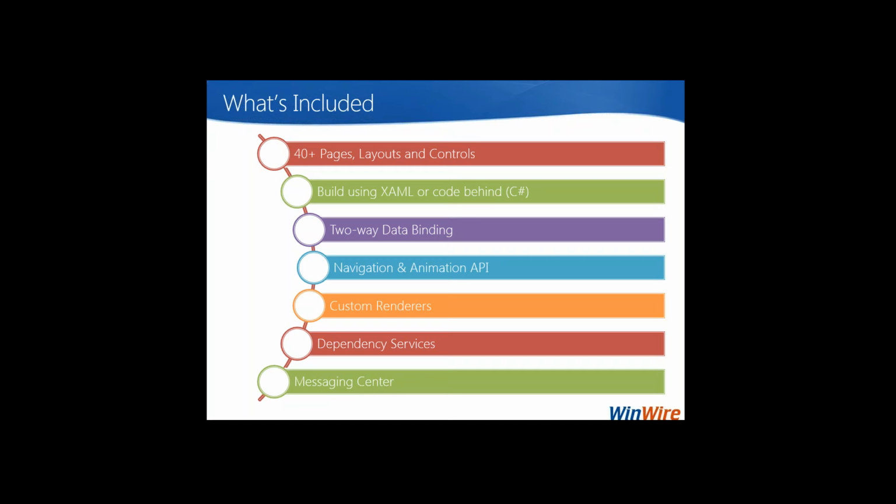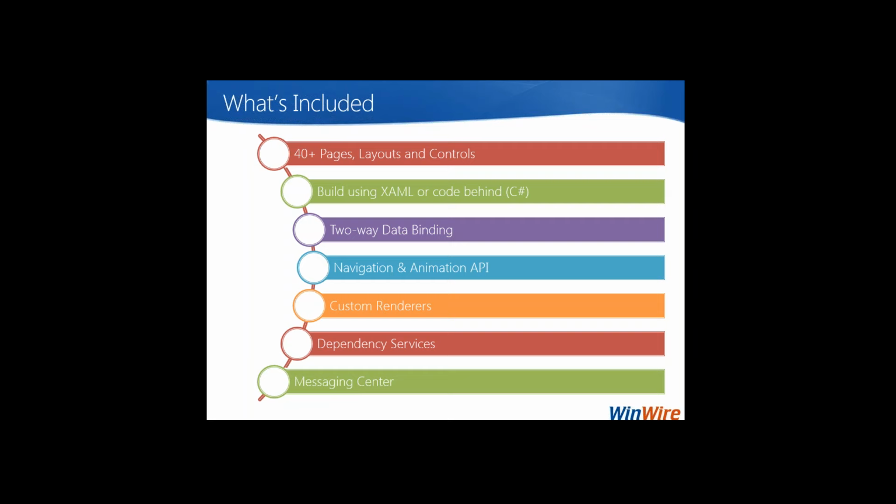Then there is two-way data binding available. We'll be talking more about how two-way data binding works in Xamarin.Forms, which basically says that if you change something in your view, then it is reflected in the properties it is bound to. You have the navigation and rich animation API available that you can use with Forms. We have custom renderers, where you can create custom controls apart from what Forms provides. You have dependency services that you can use to implement functionality that is different for each platform, but you still want to use it in your Forms project. And there is the messaging center that you can use to interact with the application.